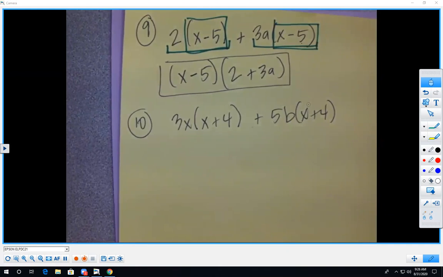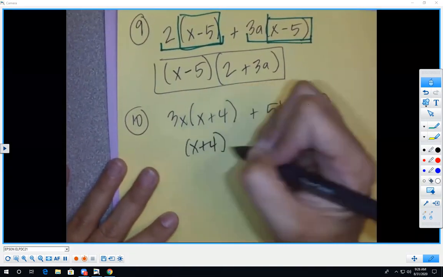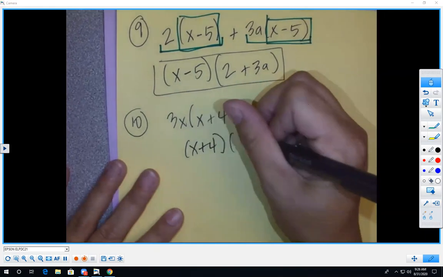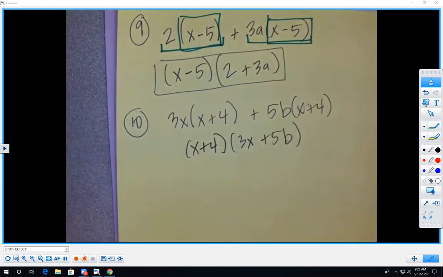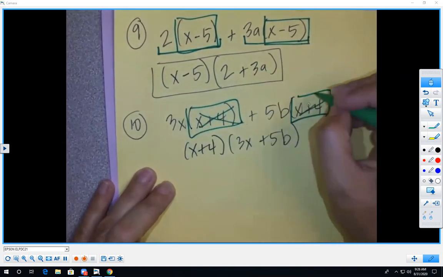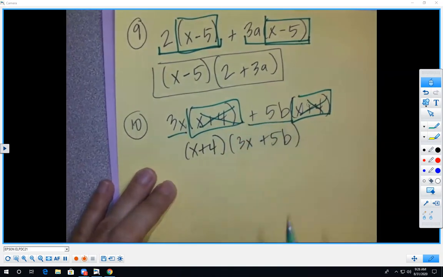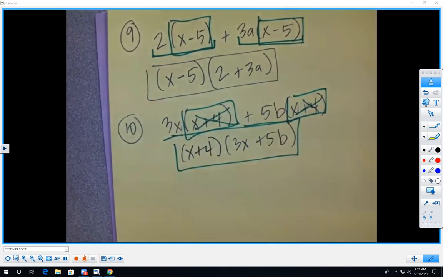Okay, so what's the greatest common factor? The x plus 4. And what's left over when I take it out? 3x plus 5b, right? Because this is the common factor I'm pulling out. When I pull it out of each one, I'm left over with 3x plus 5b. So this is my answer. Questions about that?